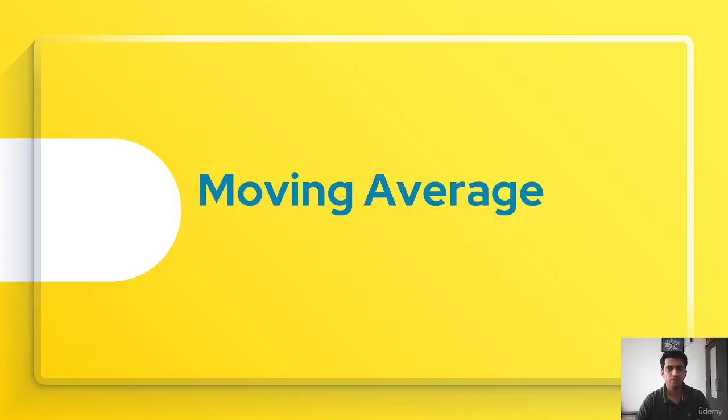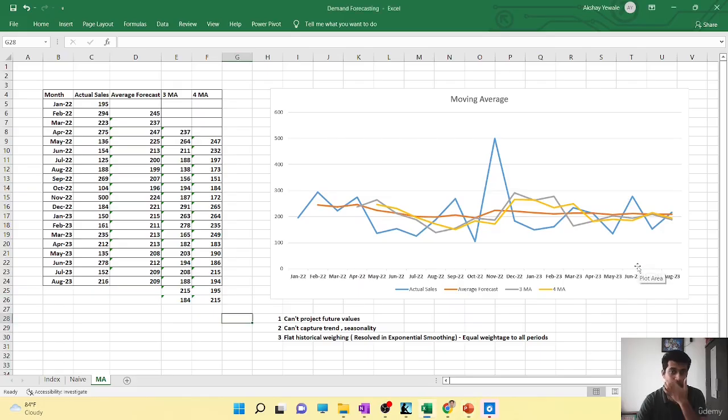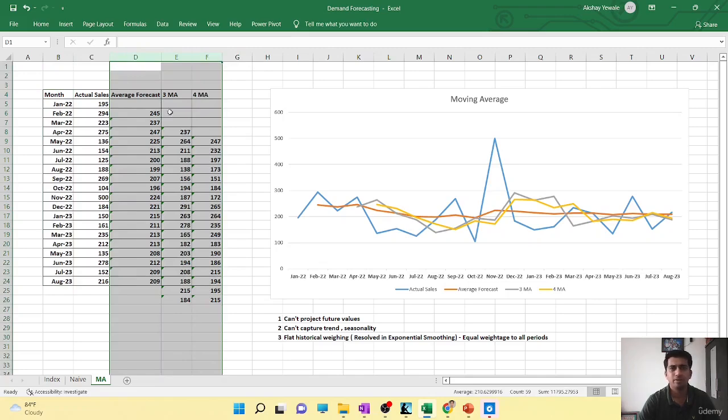In this lesson, we'll be discussing the moving average method for forecasting. So let me take all of you back again to my Excel. Here I have prepared some data. Again, we have actual sales plotted against the different months. This is monthly level actual sales data, and we'll be seeing three moving averages.